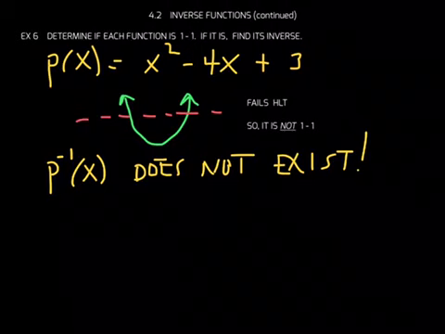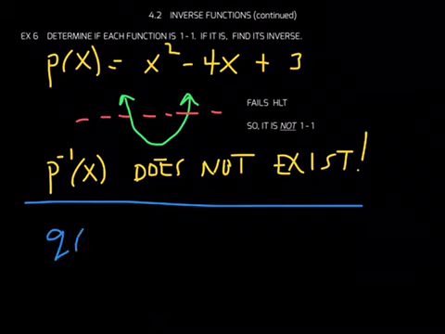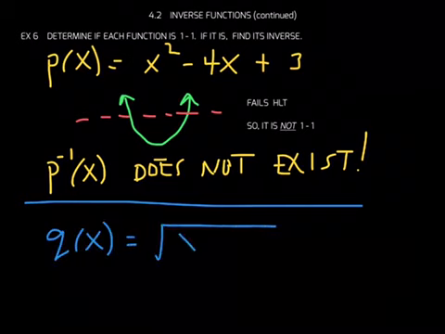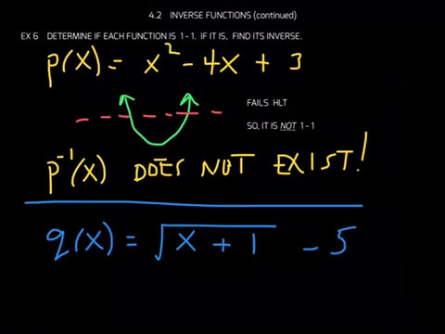All right, cool. Let me give you a different function now, all right? So this function is done. Now please consider q of x is equal to the square root of x plus 1 minus 5.